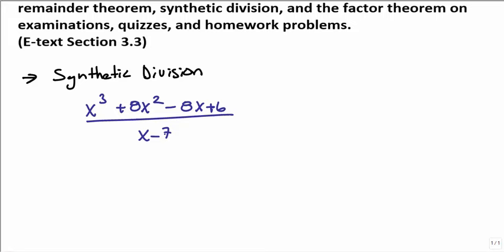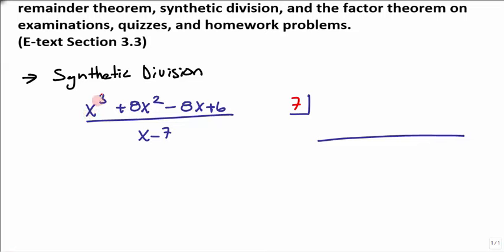But we have to be able to keep track of all the coefficients, and synthetic division is a fast way to do that. So for synthetic division, if I'm dividing through by x minus 7, the root I'm looking at is the opposite of negative 7. It's a positive 7, so that's what goes here. Now what goes across here are the coefficients. The coefficients have to be in order of the highest power: third degree, second degree, first degree, constant.